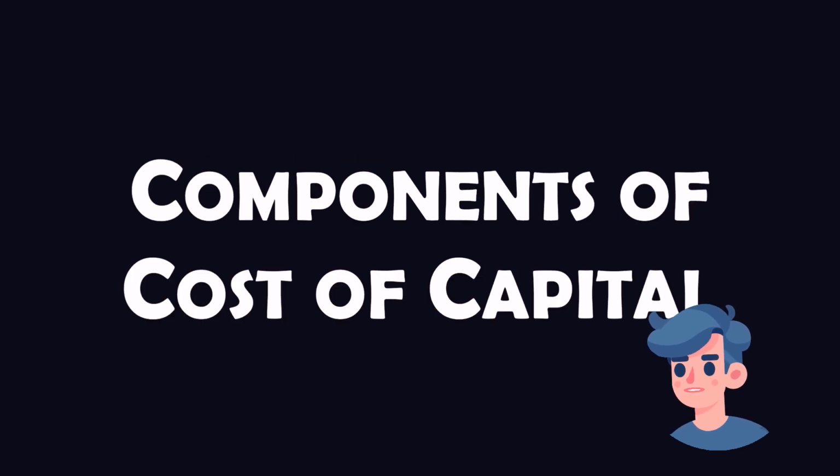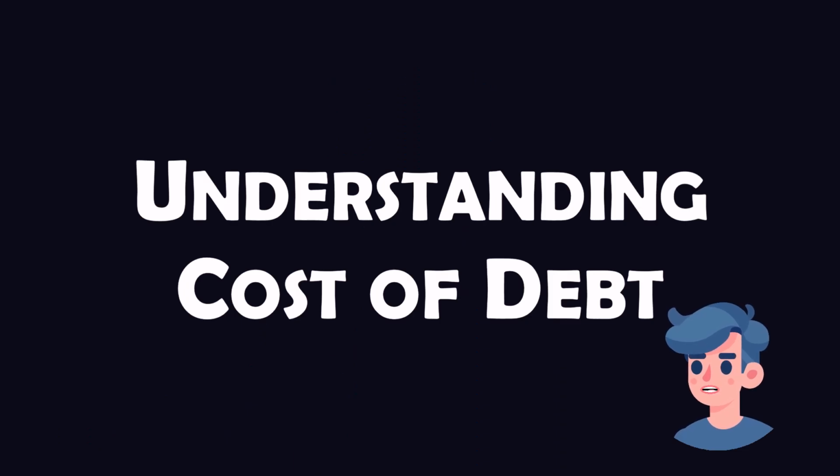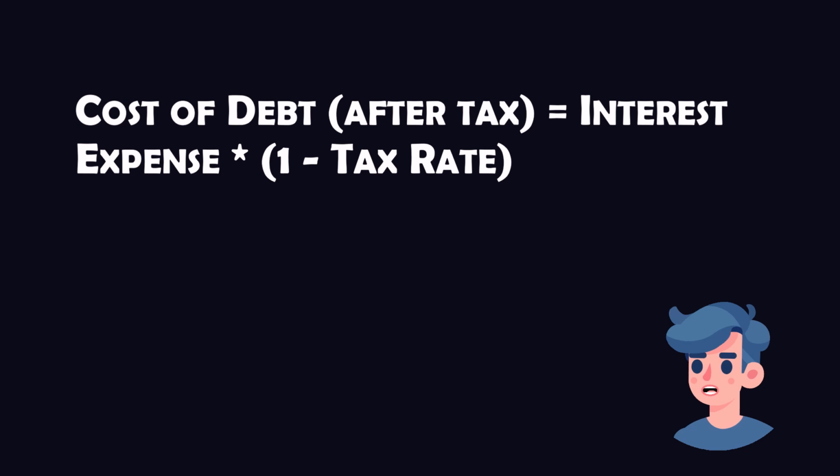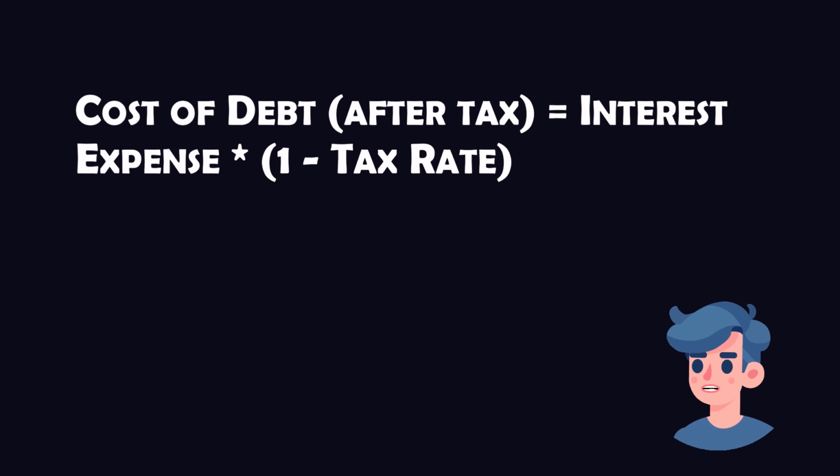Let's break it down further. The cost of capital comprises two main components, the cost of debt and the cost of equity. Let's start with the cost of debt. The cost of debt is the effective rate that a company pays on its borrowed funds. It's important because it impacts the company's profitability. To calculate the cost of debt, you can use the following formula.